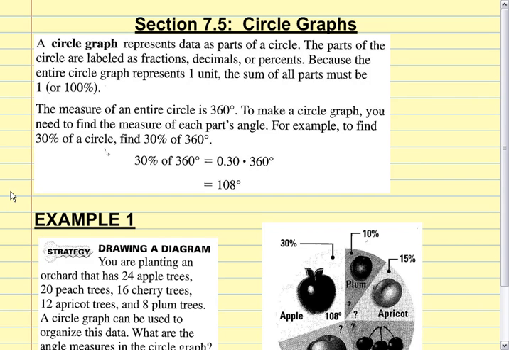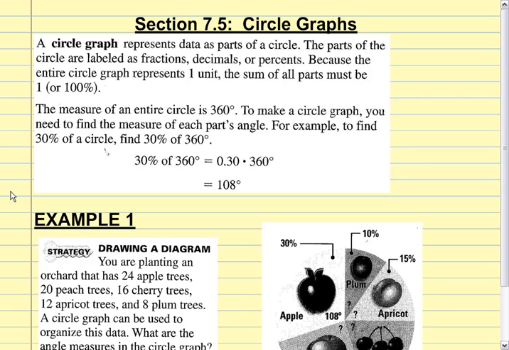Okay, folks, section 7.5, circle graph. A circle graph represents data as parts of a circle. So the entire circle is the whole. The parts of the circle are labeled as fractions, decimals, or percents. Because the entire circle graph represents one unit, the sum of all parts must be 1, or 100%.